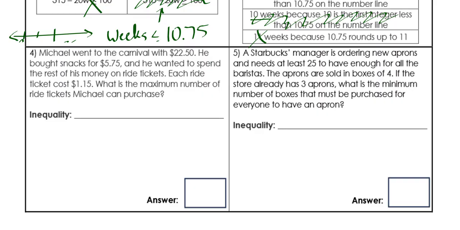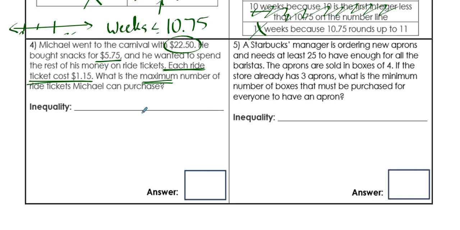All right, Michael went to the carnival with $22.50. He bought snacks for $5.75, and he wanted to spend the rest of his money on ride tickets. Each ride ticket costs $1.15. What's the maximum number of ride tickets Michael can purchase?